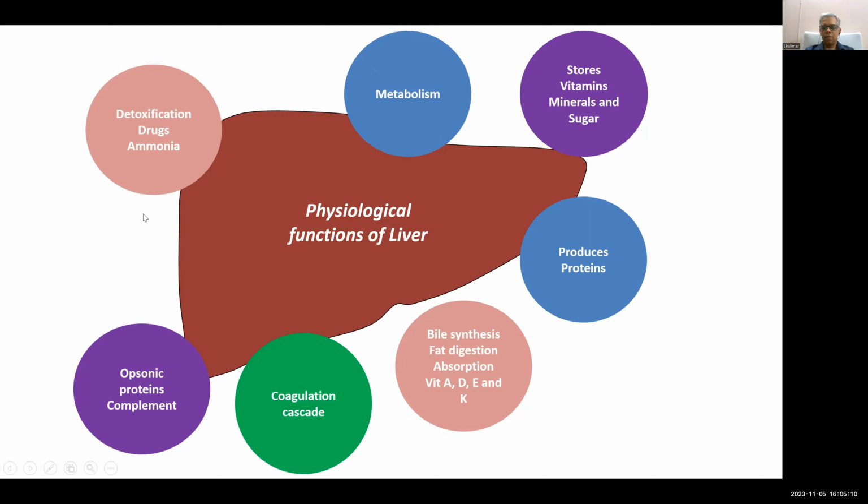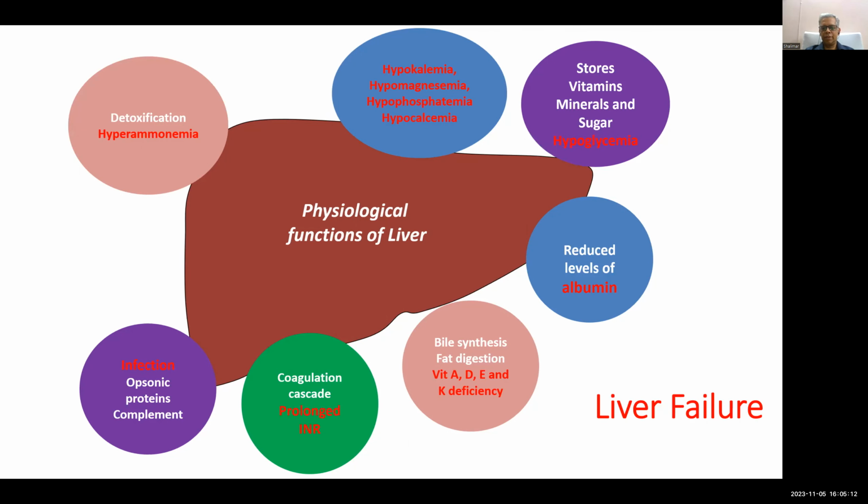So what happens then when we have liver failure? Whatever functions I talked about in the last slide, when there is liver failure, these functions do not happen. Then the clinical manifestations are dyselectrolytemias and hypoglycemia, as the liver is not producing the sugar which is needed. The albumin synthesized by the liver goes down. There is deficiency of vitamins.